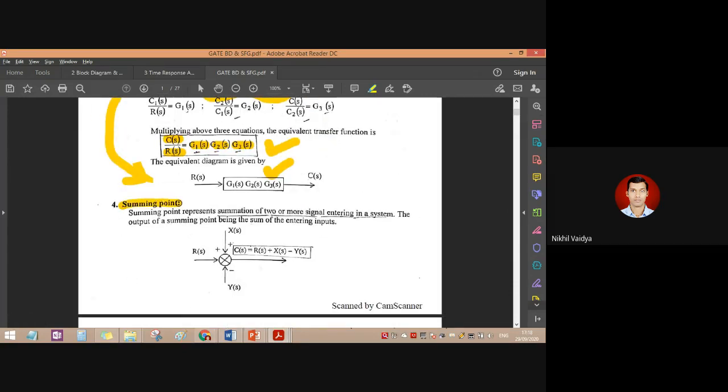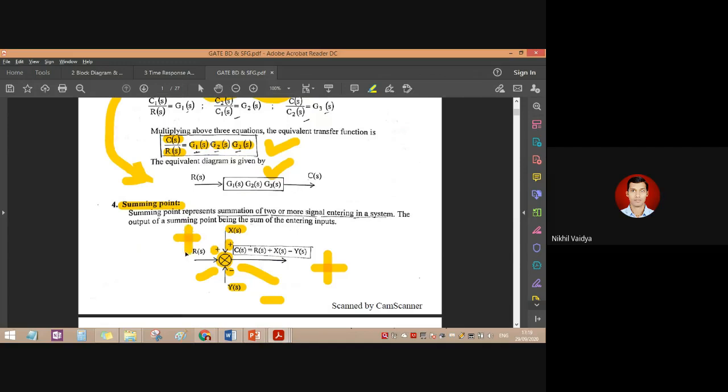Next definition is summing point. So this symbol indicates what? Summing point. And the signs indicated there show the sign of the term coming from that particular direction. Let's say x of s. So x of s is coming to this summing block as positive x of s. When y of s is coming towards this summing block, it is a negative y of s. And when r of s is reaching this summing block, it is positive r of s.